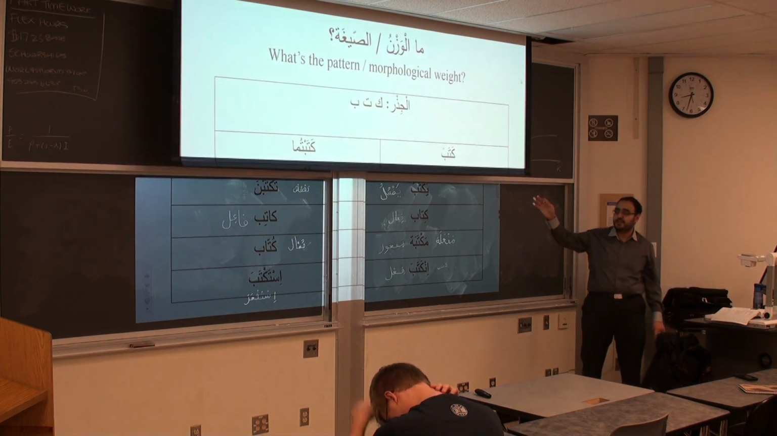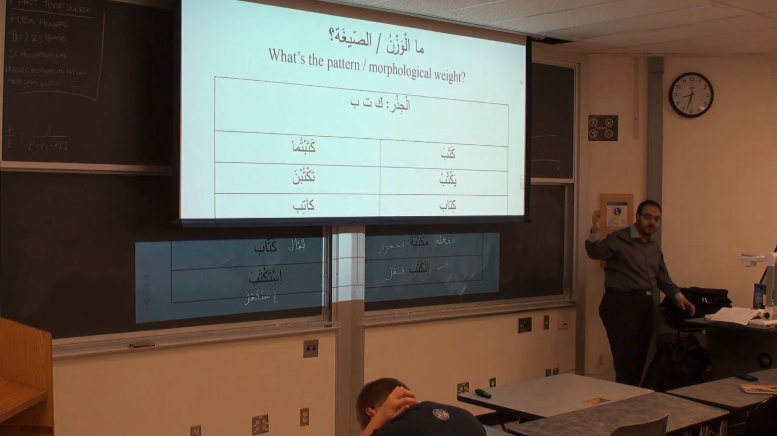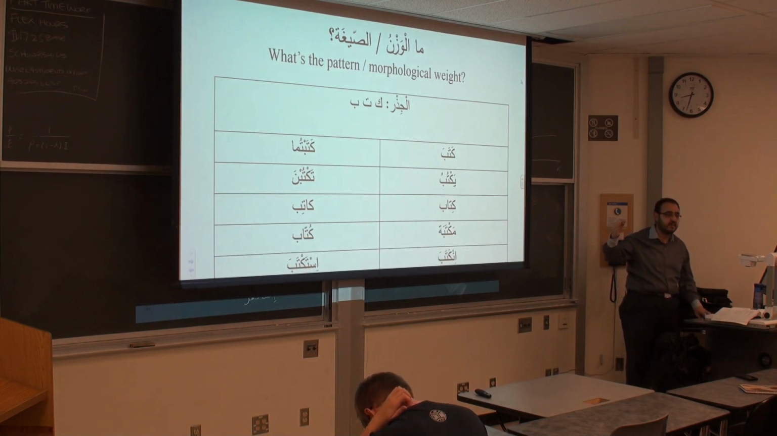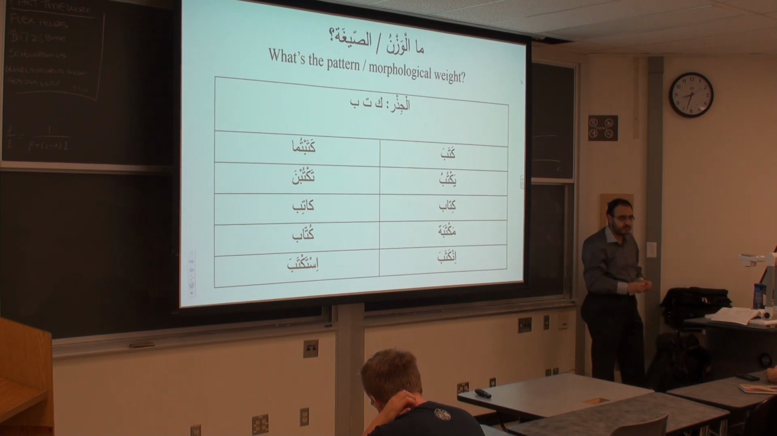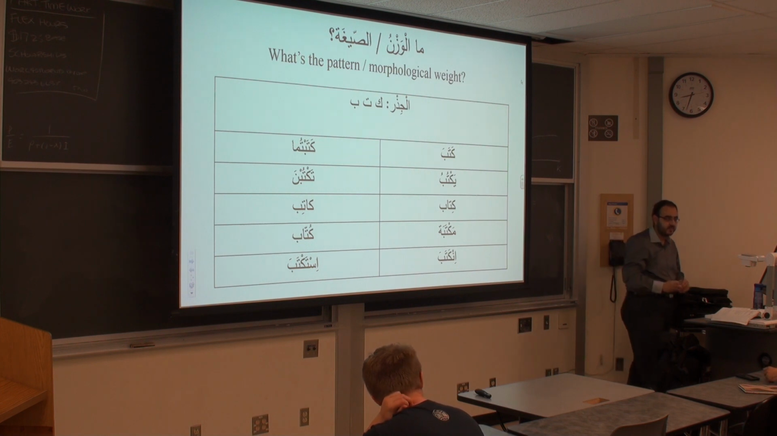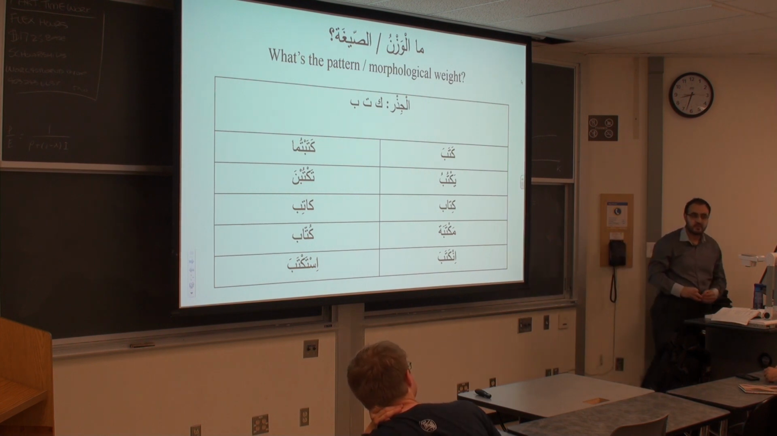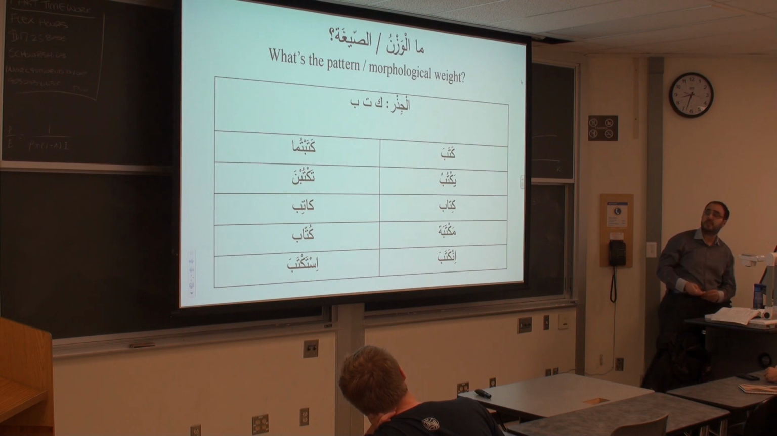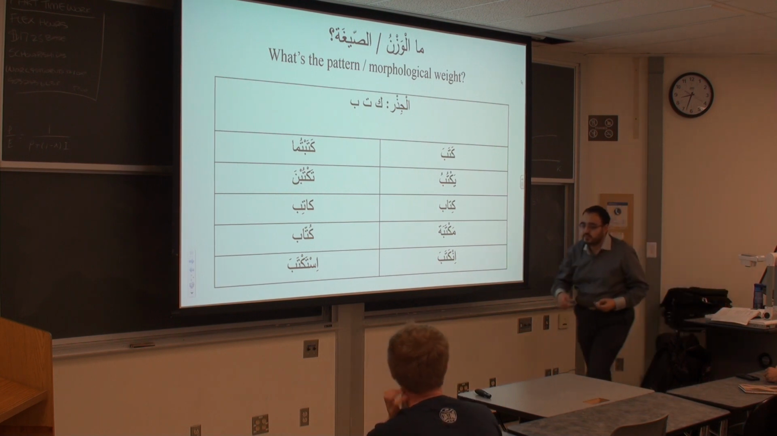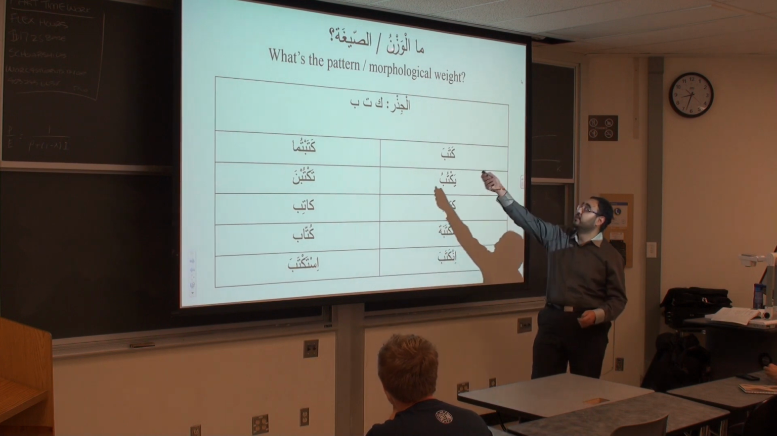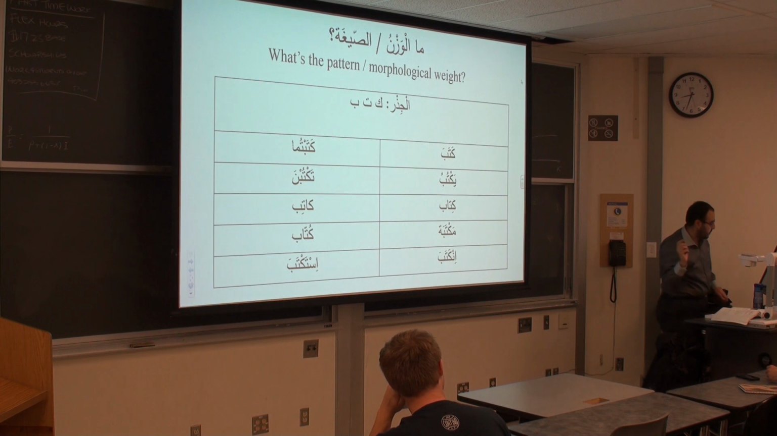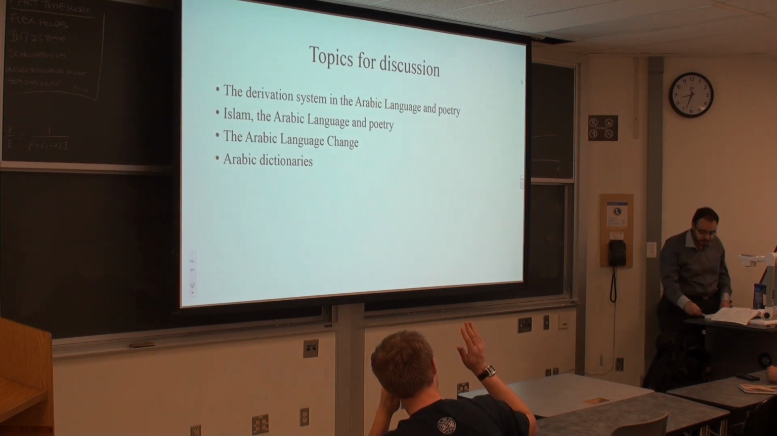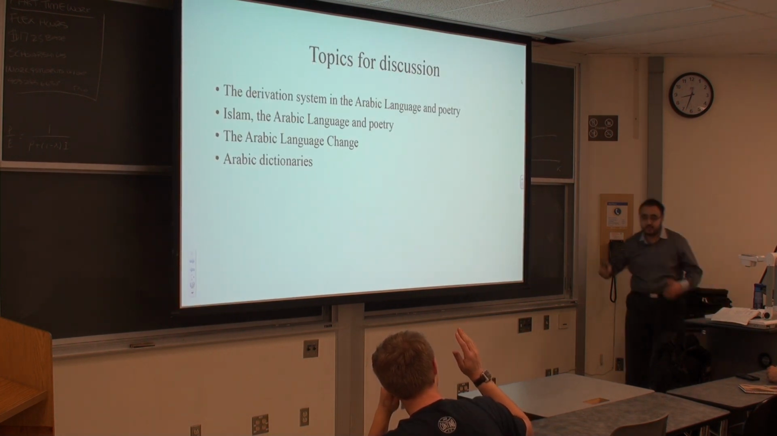Okay, so in this case, when you replace the root with the fa, ayn, lam, you're actually just getting out the morphological weight of the word. So you're not doing anything other than that. The word al-wazn means the morphological weight. As-sigha means the pattern. So let's move on to some topics for discussion.